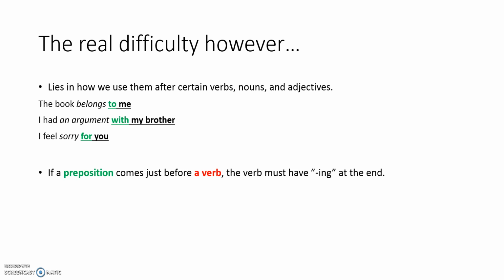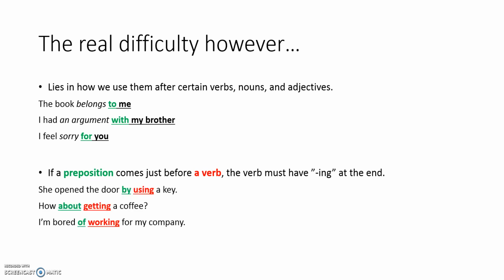If a preposition comes just before a verb, the verb must have the ing at the end, so it turns into continuous form. For example, she opened the door by using a key. Or how about getting a coffee? Or I'm bored of working for my company.